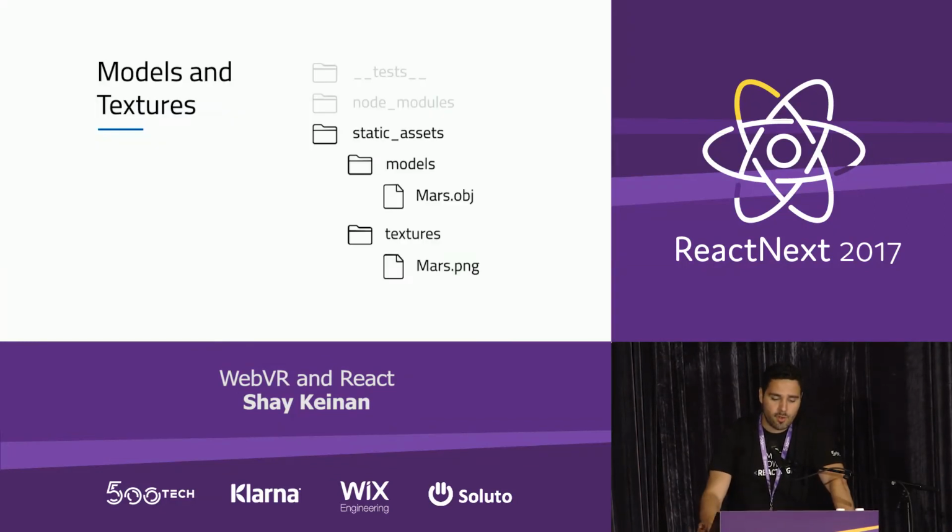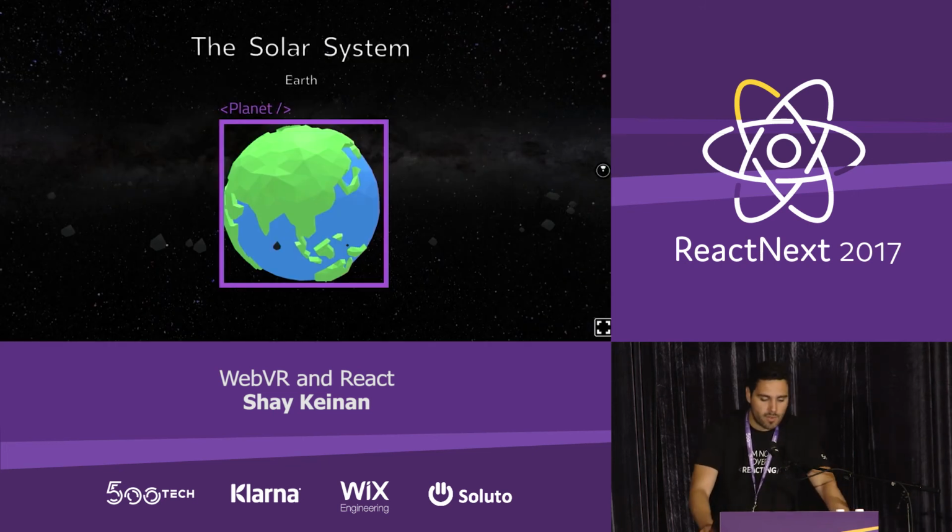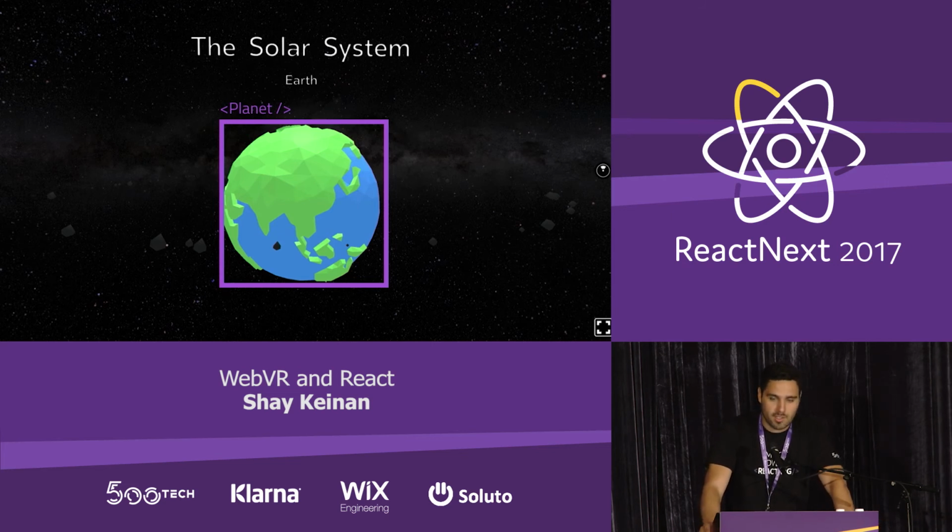Under the static assets folder, I have created a folder for models and a folder for textures. React VR provides a component for loading models. The name of this component is called Model. So let's load Earth.